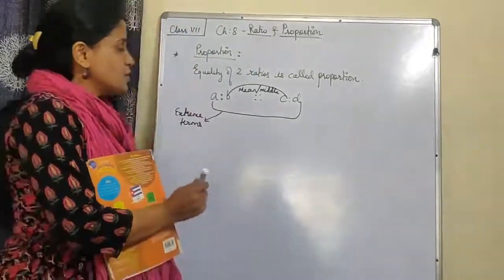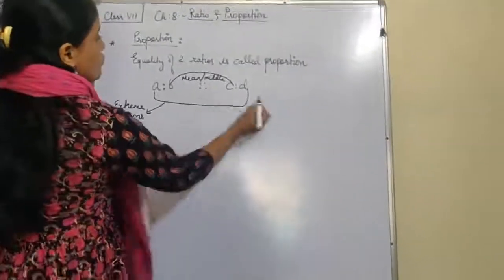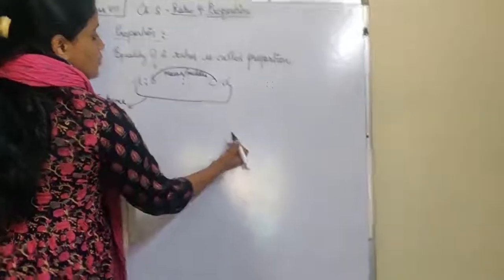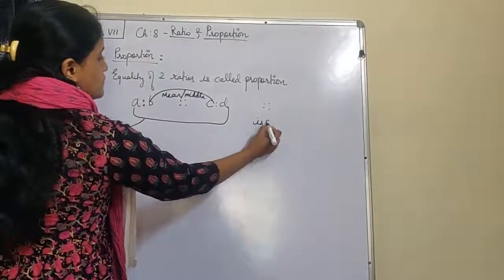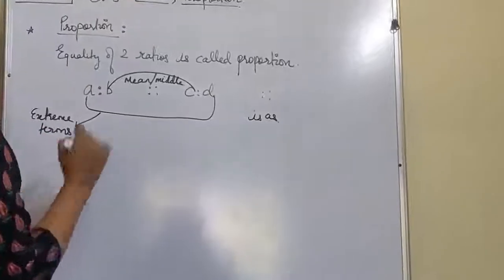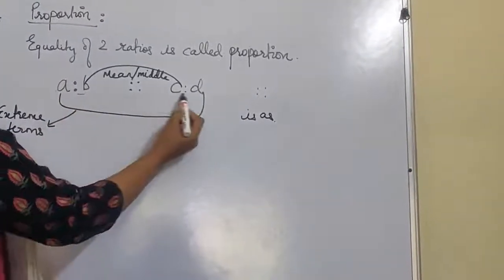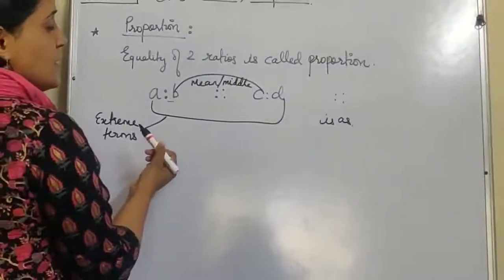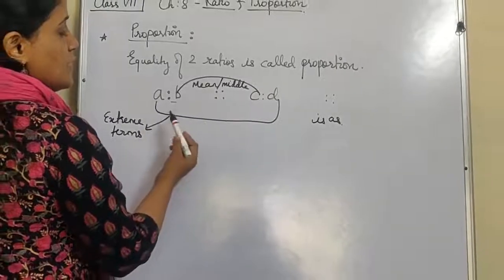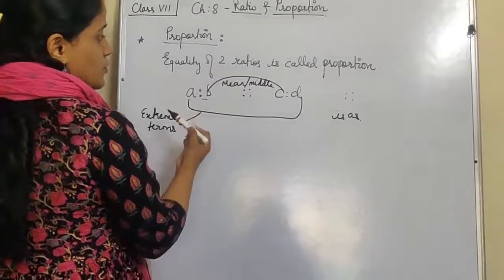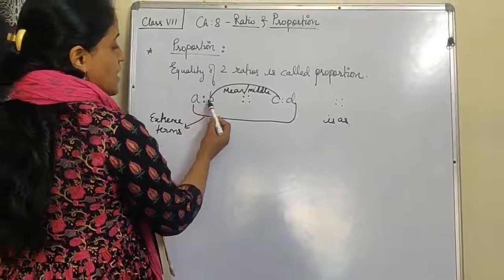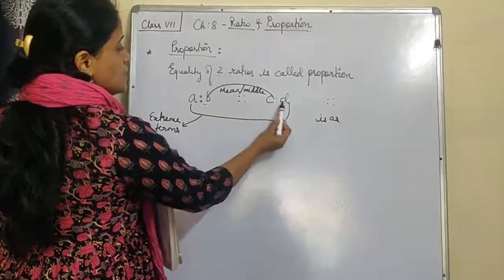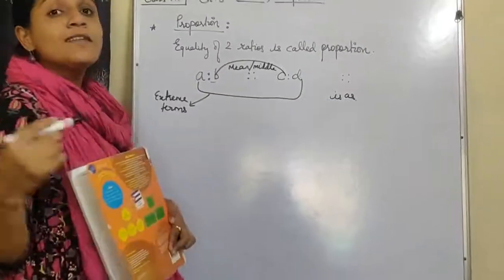Now, proportion is given by 4 dots. What does it mean? It means "is as". Suppose we have two ratios, A is to B and C is to D. When these two ratios are equivalent, we can say that they are in proportion, and we can say that A is to B is as C is to D. I hope you can recollect.